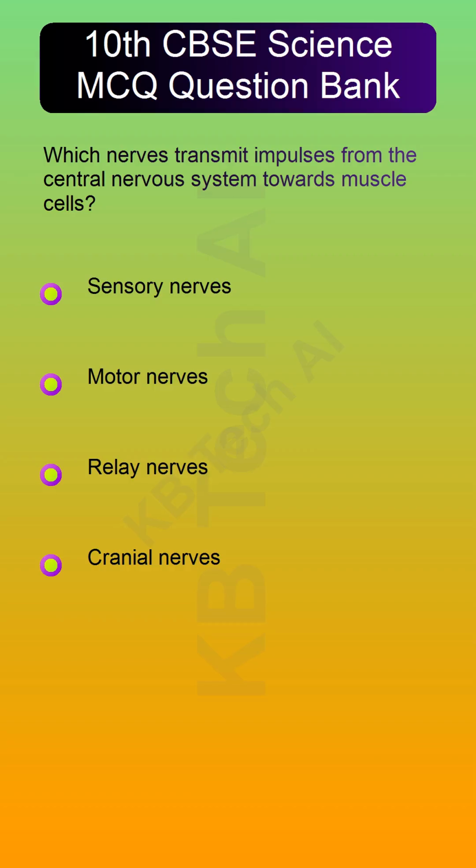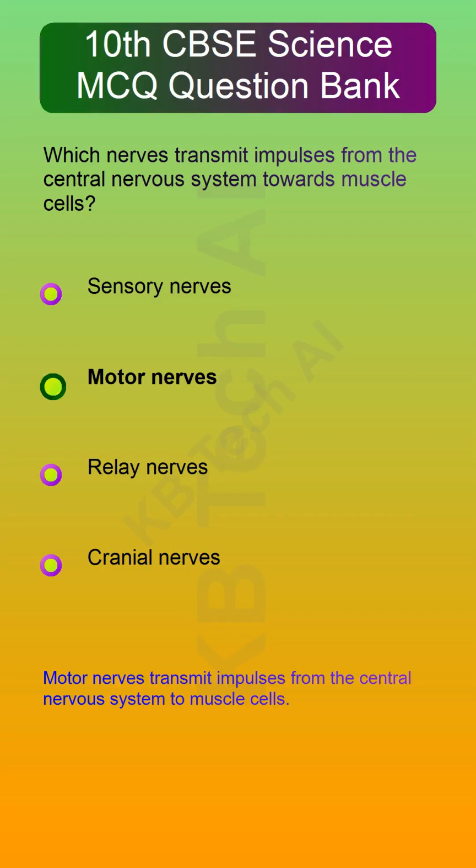Which nerves transmit impulses from the central nervous system towards muscle cells? Option 1, sensory nerves. Option 2, motor nerves. Option 3, relay nerves. Option 4, cranial nerves. The answer is Option 2, motor nerves.